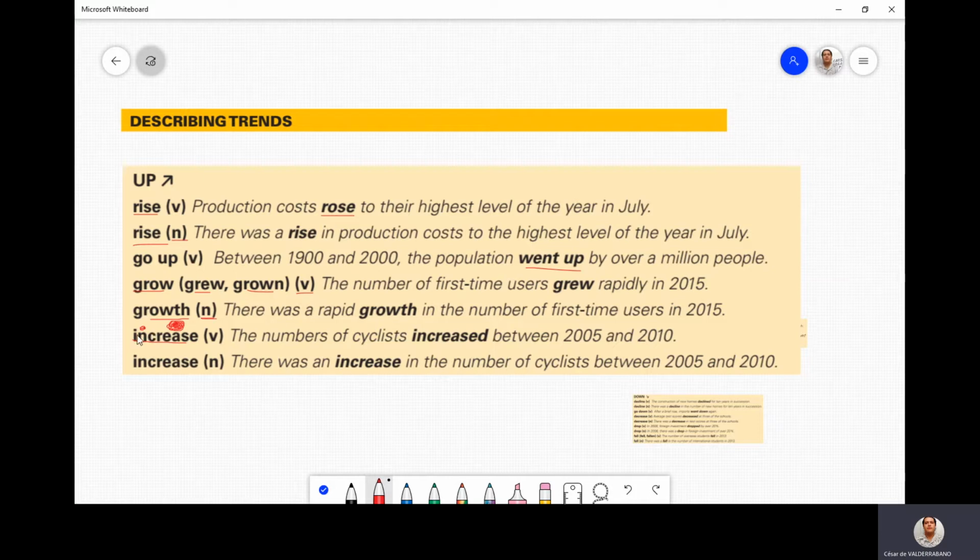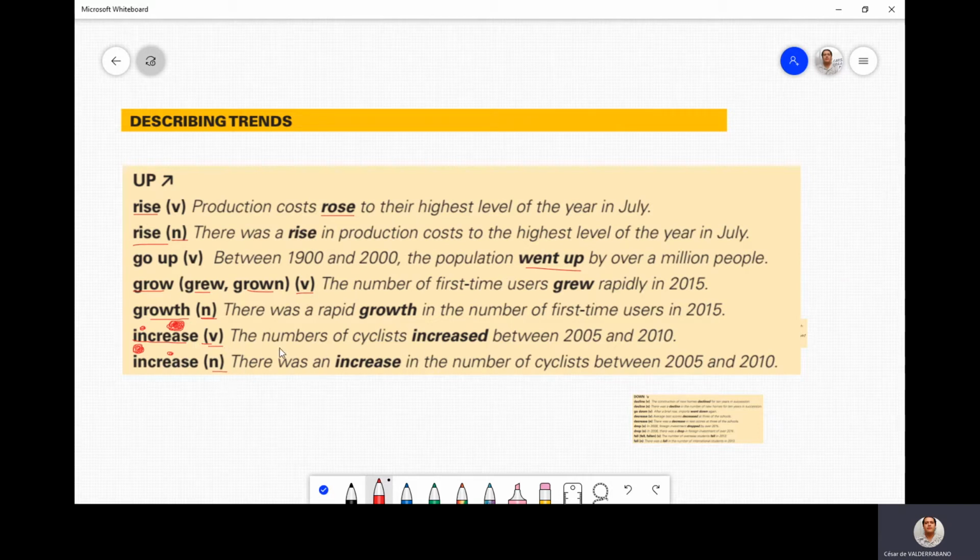So we have to say increase as a verb. But if we are talking about a noun, we have to say increase, just the opposite. It has the opposite pronunciation as a verb. So you have to be very clear if you're talking about the verb or the noun. Look at the way it's different.